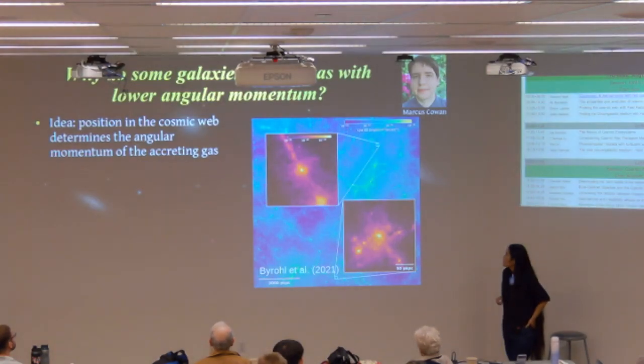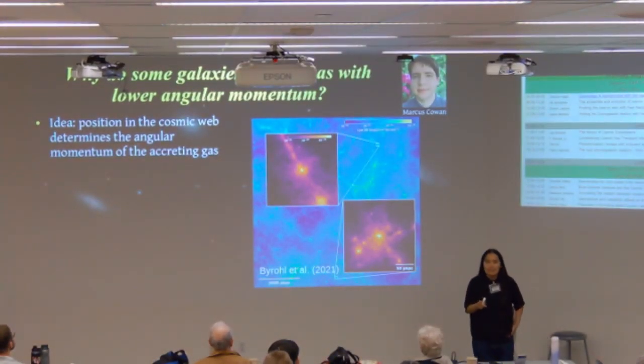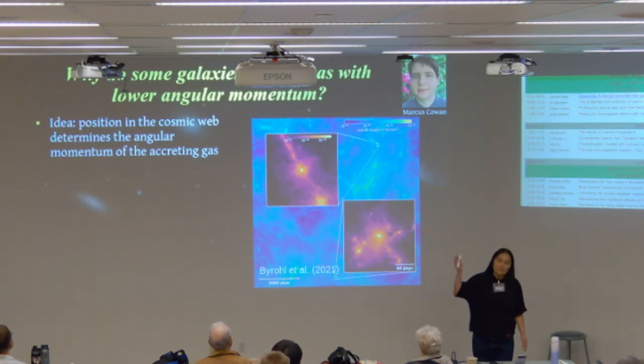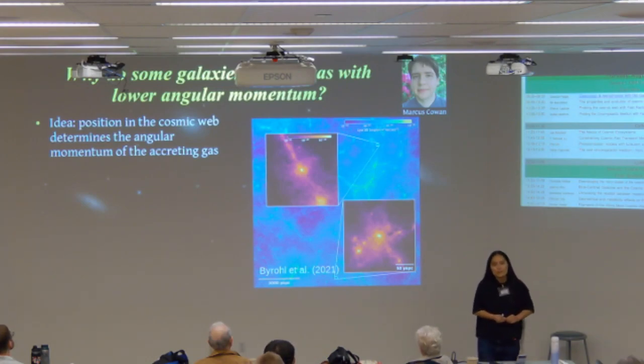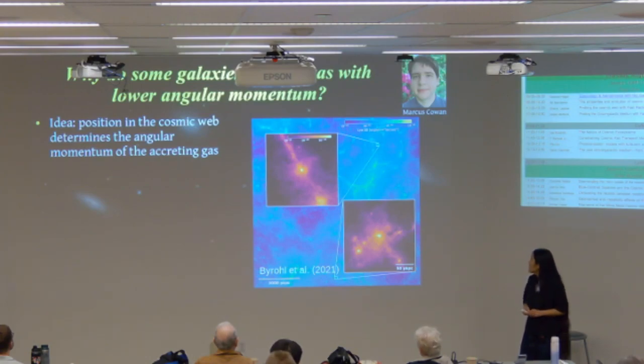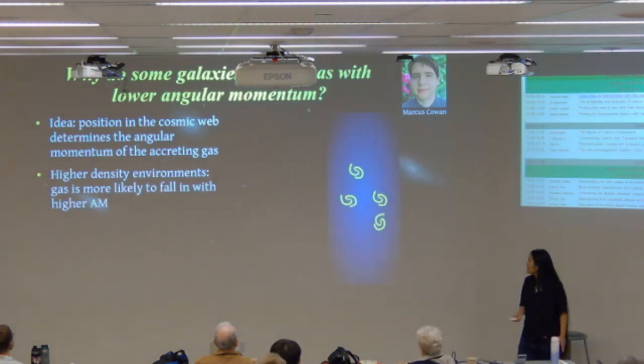All right, so if angular momentum of the accreting gas is related to how galaxies grow while they're star-forming and how they quench, why is it that some galaxies accrete gas with lower angular momentum? What causes them to be blue-centered? It's the angular momentum of the accreting gas that might be related to their blue-centeredness, but why do some accrete with low angular momentum and some others not? So the idea that we wanted to test was that the position in the cosmic web determines the angular momentum of the accreting gas.